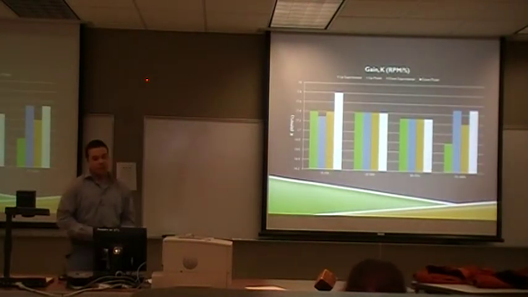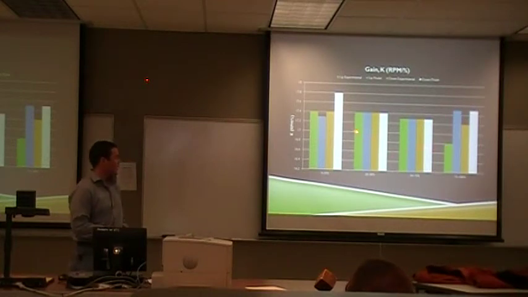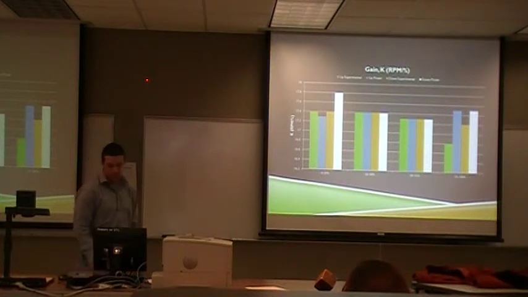Here's a bar chart. It shows the up experimental, the up model, the down experimental, and the down model. For the most part in the middle, it was very consistent. In the lower and upper ranges, we had some slight variation in the gain K, but not too much.